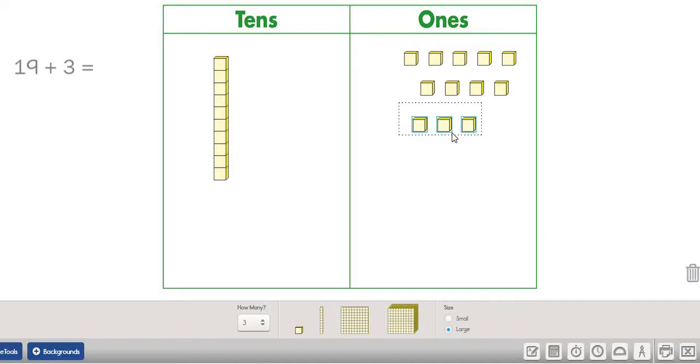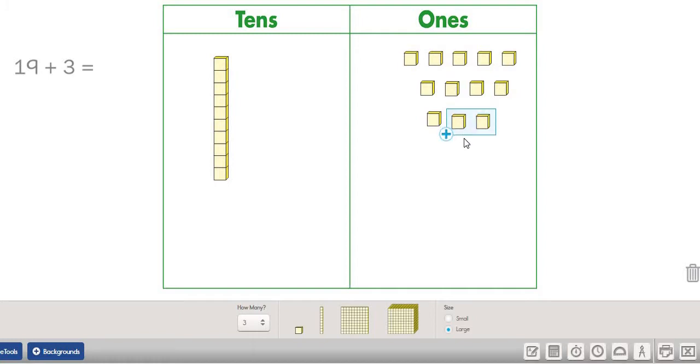Now, let's see again. How many tens do we have, grade 1? 1 ten. And how many ones? Let's count them up. 1, 2, 3, 4, 5, 6, 7, 8, 9, 10, 11, and 12. We have 12 ones. Since we have a lot of ones, we can regroup ones as a ten. How many ones do we need to regroup to make a ten? Since a ten has 10 ones, we need 10 ones to make a ten.